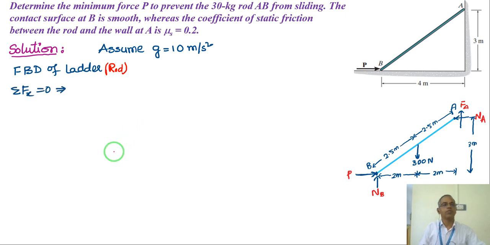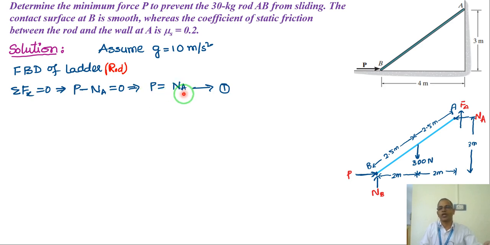Okay. Now summation Fx equal to 0. So what is summation Fx? Summation of all the forces in the x direction in the entire ladder. One is P, second is NA to the left side. So P minus NA equal to 0. That means P equals NA. Right now I don't know NA. So let us go to the next equilibrium equation, summation Fy equal to 0.